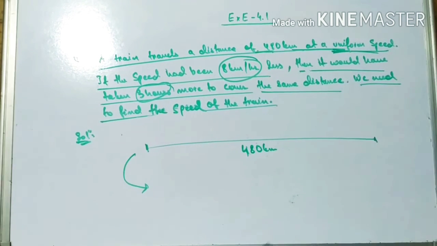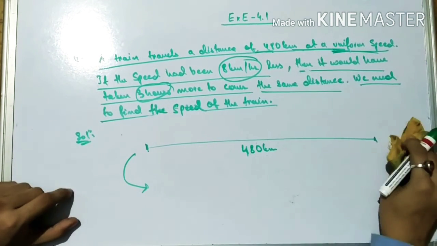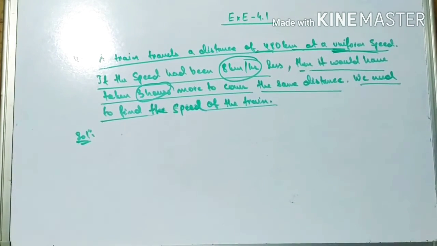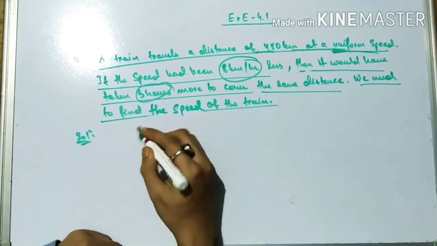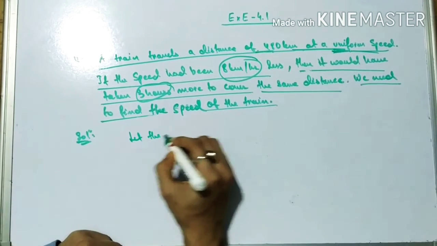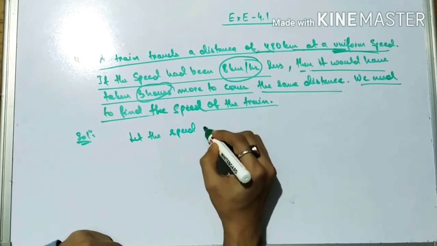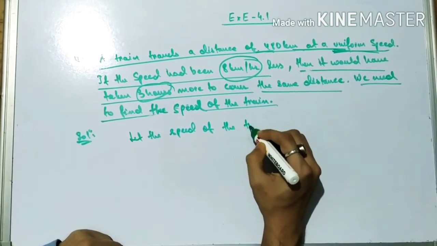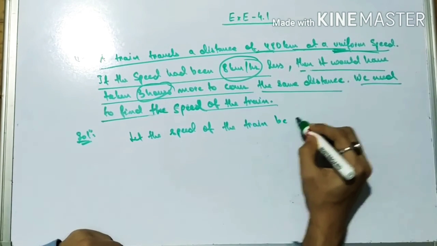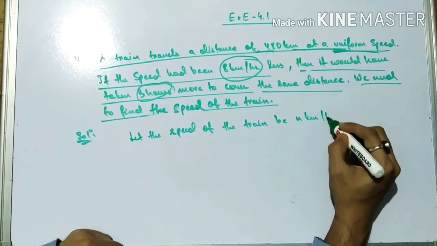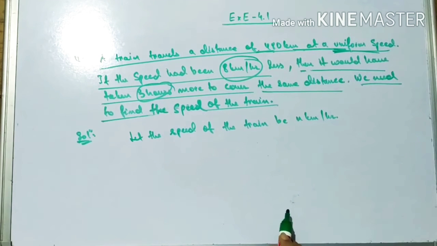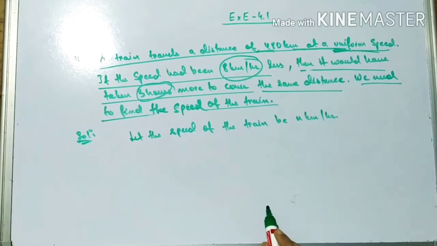So this one I will have to represent as a quadratic equation. First of all, I will take, let the speed of the train be x kilometer per hour.